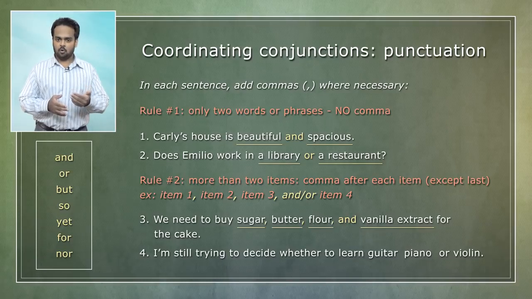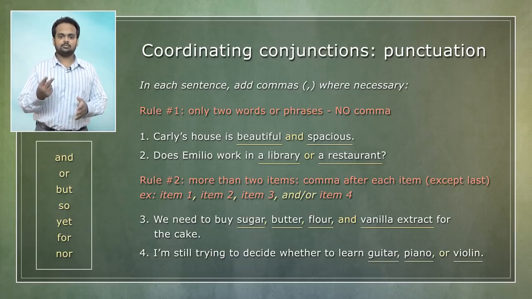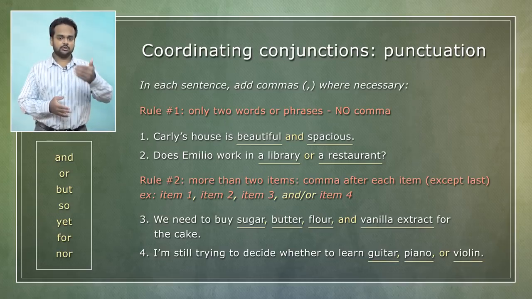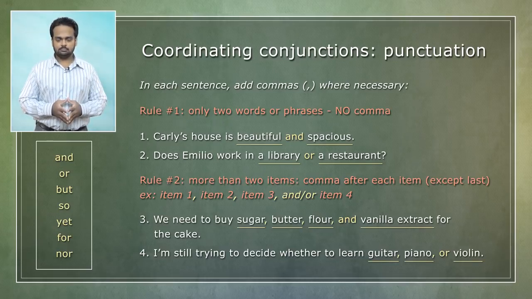Similarly, in number 4, there is a list of 3 items: guitar, piano, violin. This time the conjunction is or, and just like in the previous examples, we use commas to separate the items, and the last comma goes before the conjunction.